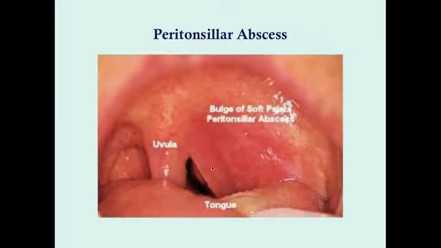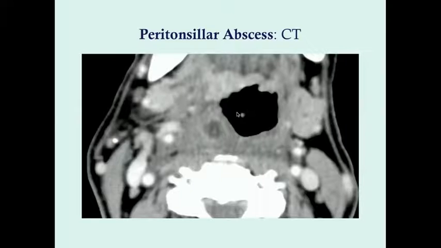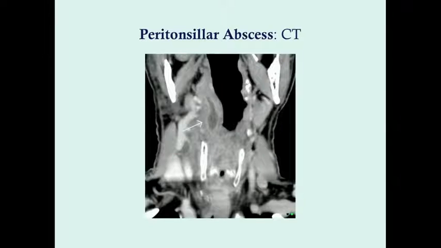So this is an example of a peritonsillar abscess on the left here. It's displacing the uvula. The uvula should be roughly corresponding to this little depression in the tongue, and this is deviated. Okay, so again here you see deviation of the uvula. Here's a CT. You can see the abscess here. Here's another one. You just see this deviation pattern.